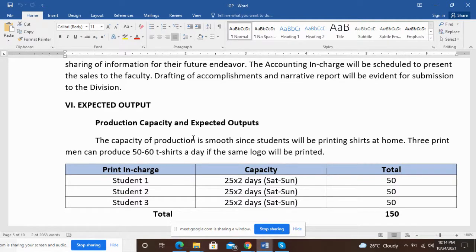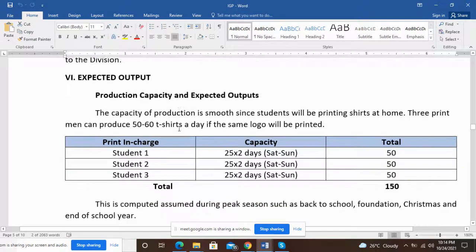Okay, next we have expected output. So we have product, capacity, and expected outputs. Okay, so first we have capacity of production. So students will be printing shirts at home. So I would love to have three print-in-charge students, those who are good in drawings or sketching, or we say talented by hands.